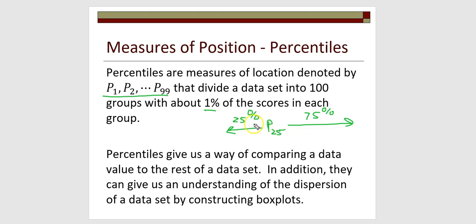P50, about 50% of all the scores would be below that number, and 50% of all the scores would be above that number. Well, that would also be our median. That's actually the exact same thing as our median. And P75 would be similar. For P75, 75% of your scores would be below that number, and 25% would be above that number.